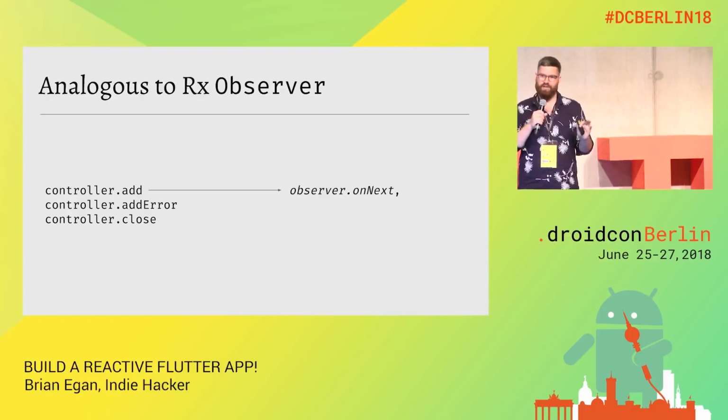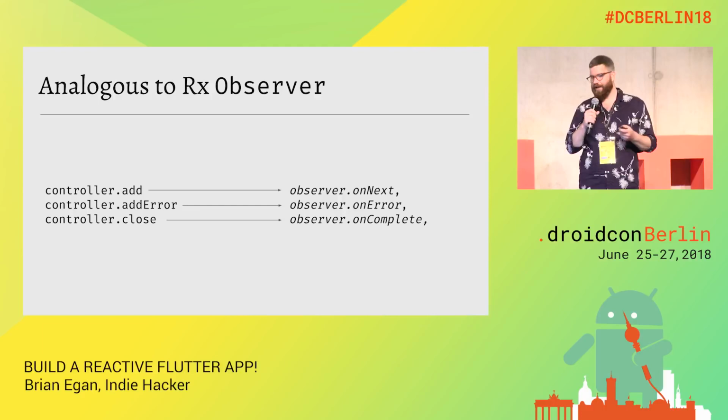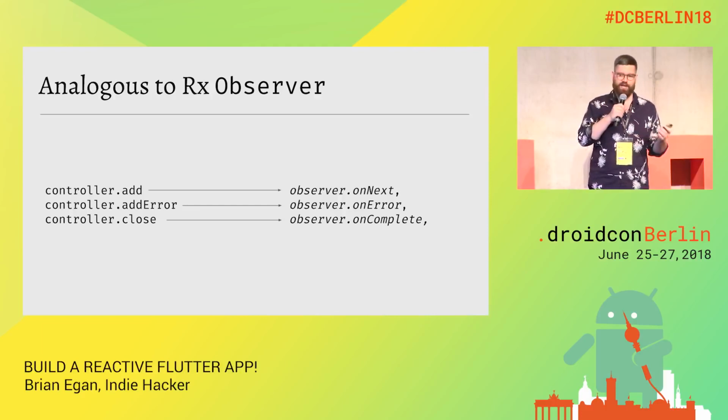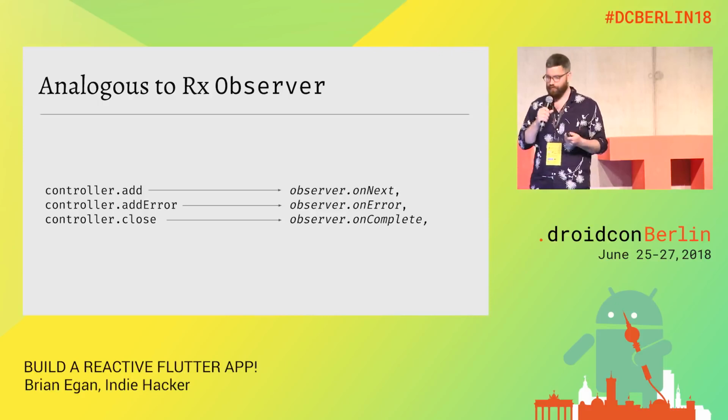And if you're used to Rx observers, so you're working with maybe a subject, it's almost identical, right? You can see that add corresponds to onNext, addError corresponds to onError, and close corresponds to onComplete.